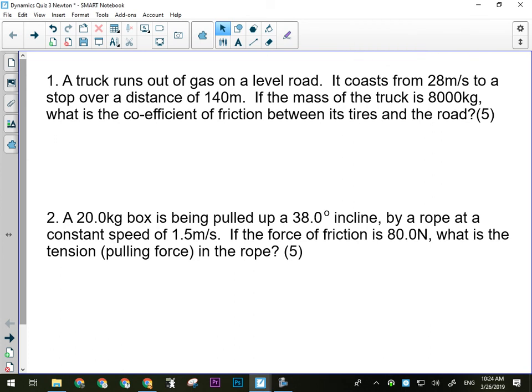Okay, so for question number 1, we've got a truck that is going to be coasting to a stop. If we're coasting to a stop, what's stopping us? Friction. Okay, it's a level road. There's no incline. There's no F parallel to work against or anything like that. Only friction is bringing the vehicle to a stop.